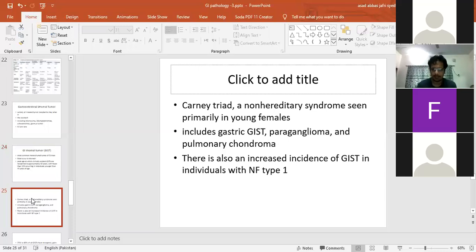Carney's triad is a non-hereditary syndrome seen primarily in young females. These include gastric GISTs, paraganglioma, and pulmonary chondroma. There is also an increased risk of GIST in patients with neurofibromatosis type 1.